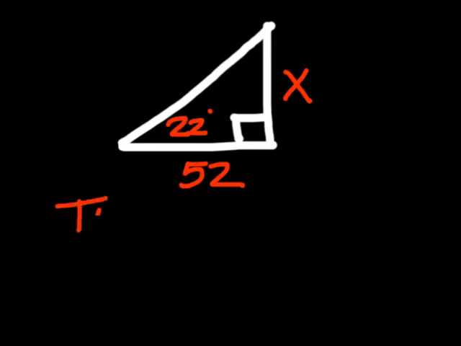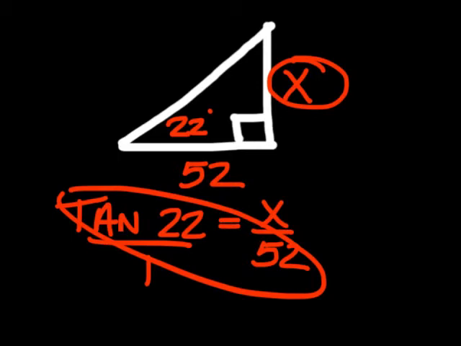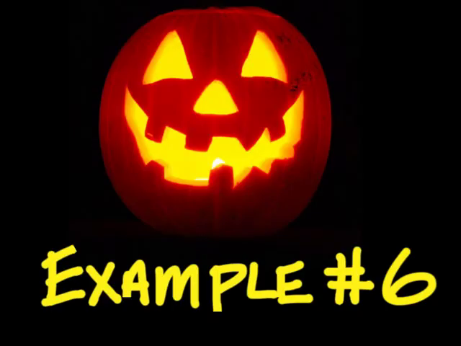Example number 5. We know 22 degrees. We don't know this, but we do know 52. What function is this going to be? Tangent. So tangent 22 equals x over 52. And in the tangent one, if you're missing the opposite, that's where it's going to be a multiplication problem. So that's just the same as cross multiplying here. Tangent 22 times 52 gives you an answer of 21.